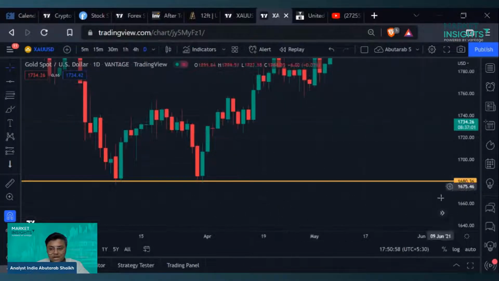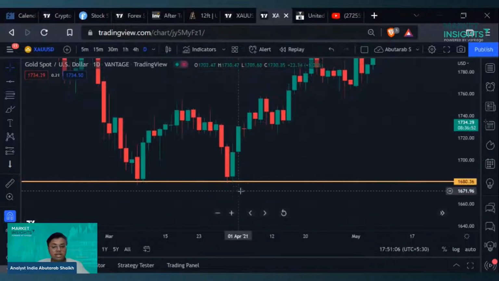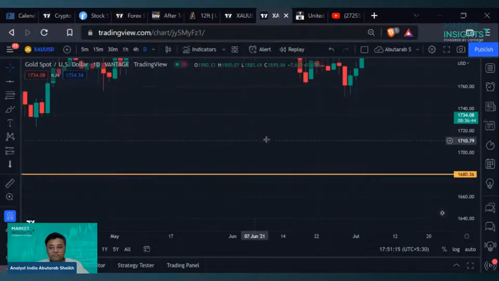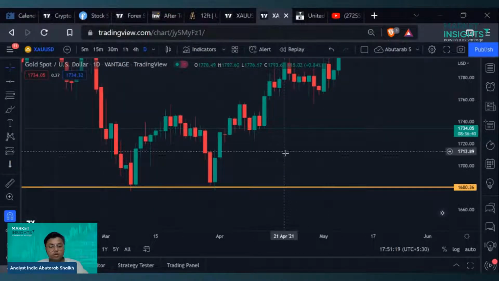Not exactly pinpointing a particular number, but knowing where the zone is supposed to be, that is important. So this is the level which we are talking about now. Sir, why is it that this is going to be a support in the future as well? In the future also this is going to be a very important support. That is why I showed you this particular point first.